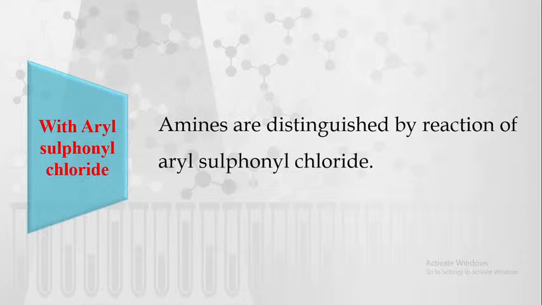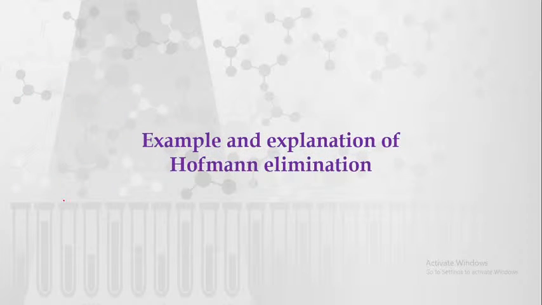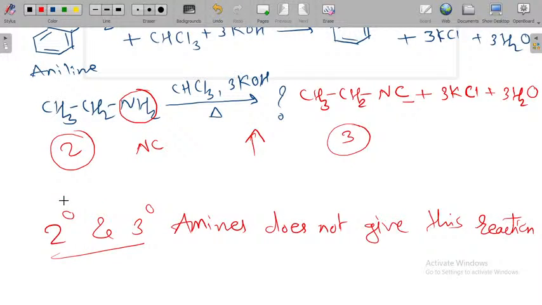Primary, secondary and tertiary amines are distinguished with the help of this aryl sulfonyl chloride. When this amine is treated with benzene sulfonyl chloride, aryl meaning here the benzene group, and excess of potassium hydroxide, the product is formed. We will see how different products form with primary, secondary and tertiary amines. So we'll see the explanation and examples of this reaction.